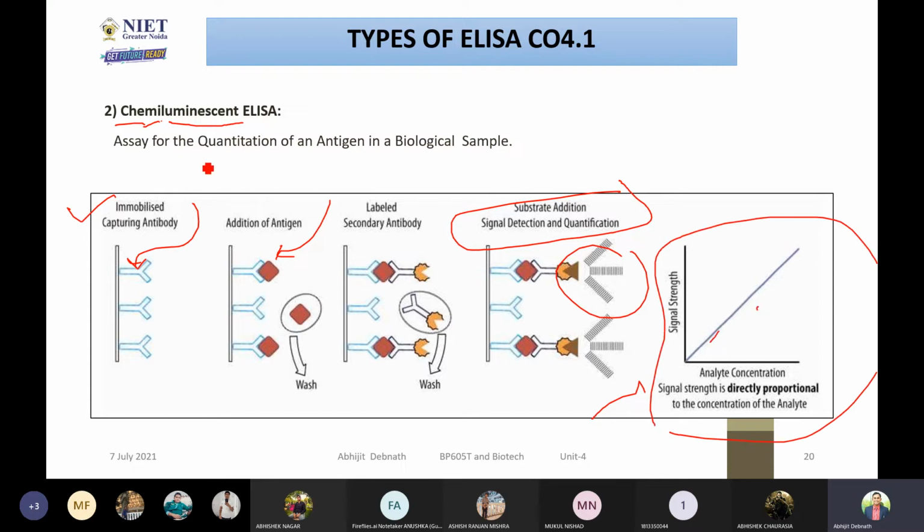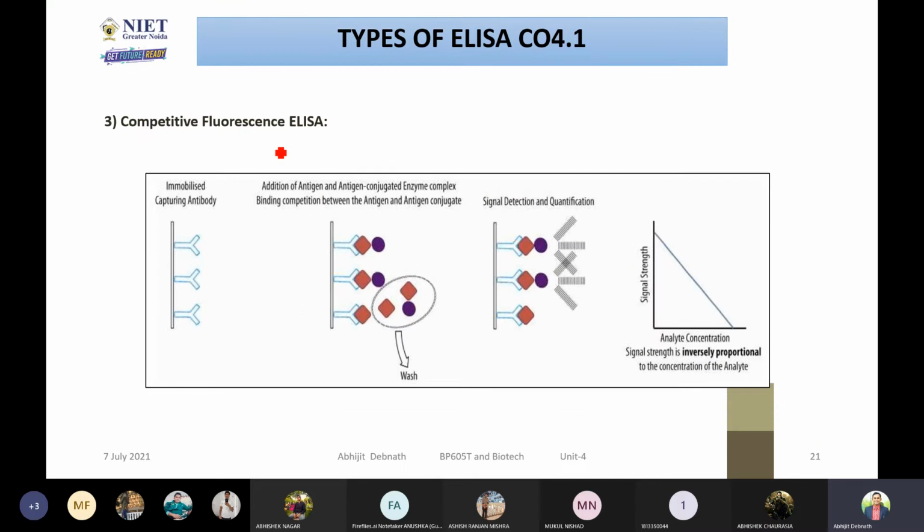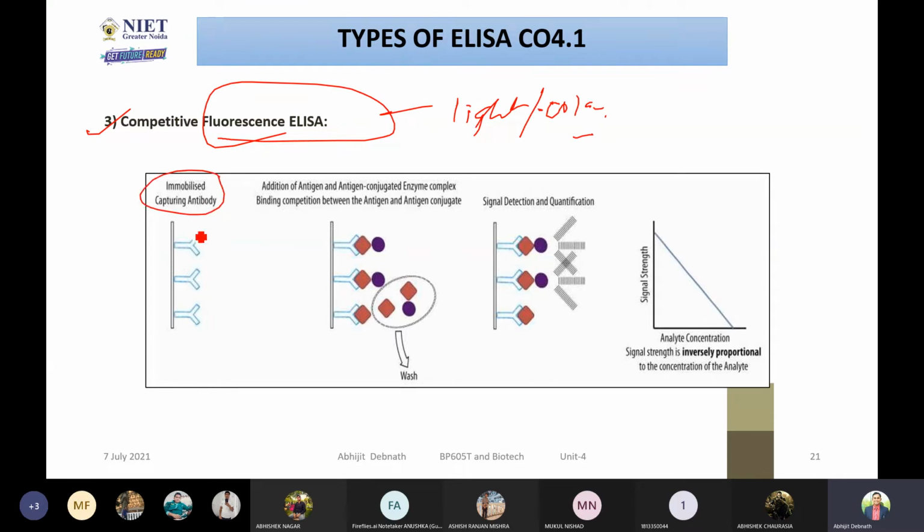Based on that graph, you can tell how much antigen is actually present. Another way is fluorescence. I think in chemistry you have learned about fluorescence, where some kind of light or color is formed. Again, antibody will be added on the surface of the microplate, and you add your sample, that is the antigen. It will react and release some signal, some color.